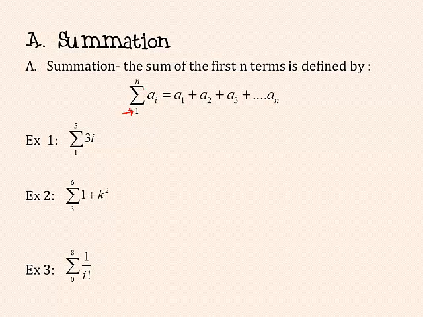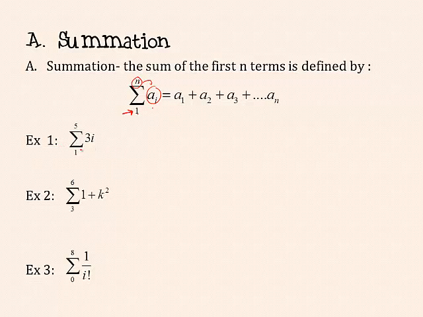The number at the bottom is the number you'll start plugging into the equation over here, and the number on top is where you'll stop. It's a series of numbers. So I'll plug in 1 into this equation wherever there's an i, and then I'll stop when I get there. Hope that makes a little sense. Let me just show you in an example here.